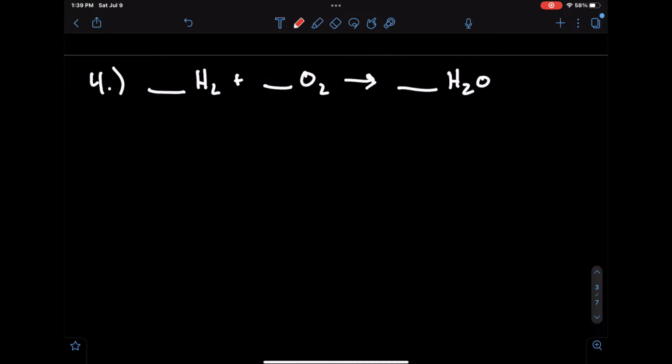All right, for problem number 4, we have 2 hydrogens on the left and 2 oxygens. And on the right, we have 2 hydrogens and 1 oxygen.